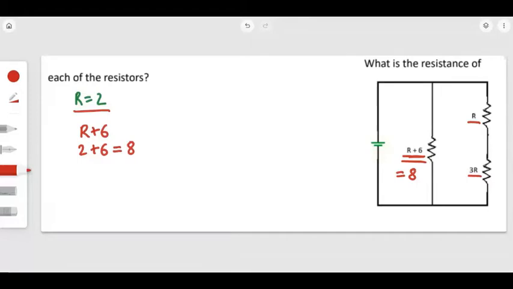Let's move on to the second path, which has double resistors. R equals 2, and here 3 times R. So 3R equals 3 times 2, which equals 6. So the last resistor is equal to 6 ohms. And that's how you find the resistance of each of the resistors.